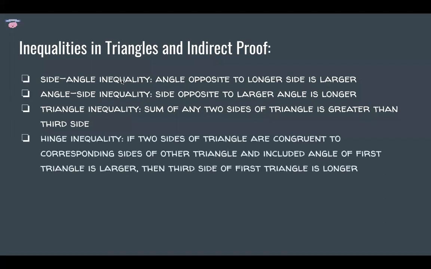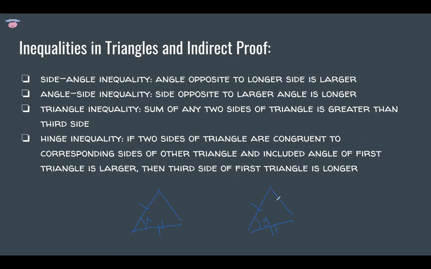Hinge inequality. So this has to do with two triangles, not just one. So if two sides of a triangle are congruent to the corresponding sides of another triangle, and the included angle of the first triangle is larger, then the third side of the first triangle is longer. So really confusing, but let me just draw it really quickly. So we're given two sides of this triangle are congruent to two sides of this triangle. And the included angle, this one right here, is larger. So this is X, this is Y, and let me actually draw this too. Then the third side, this, of the first triangle is longer.